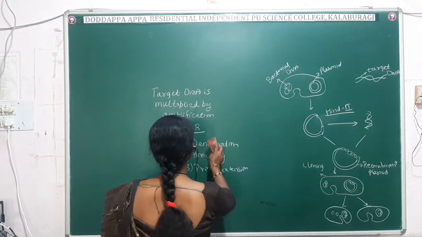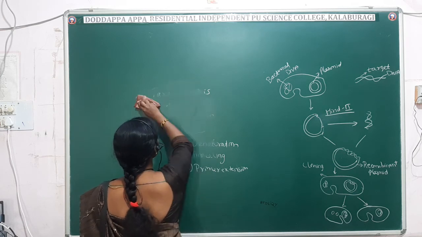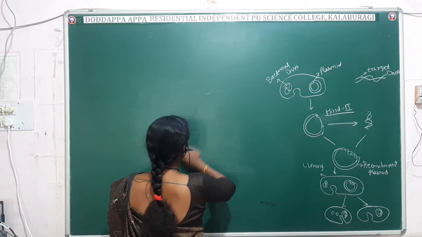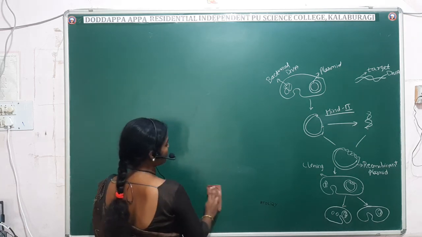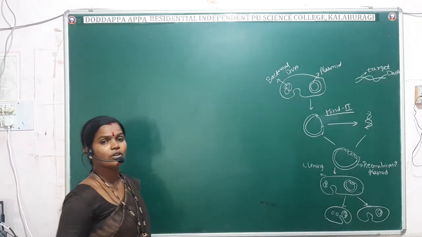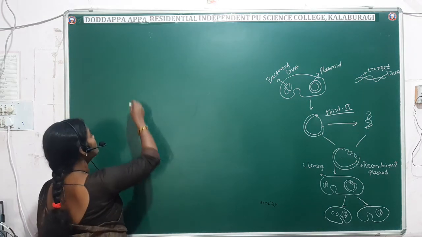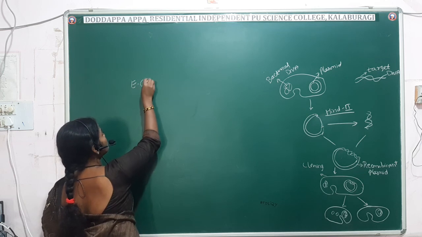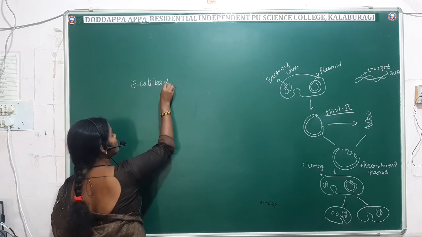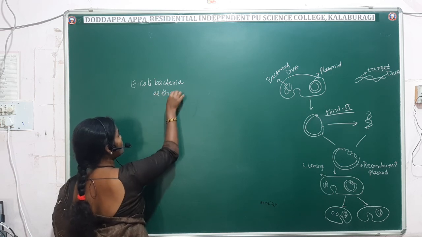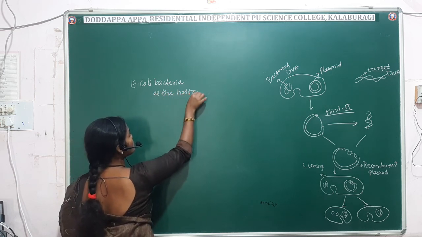Which is the fourth step? Insertion of the recombinant plasmid into the host cell. Now, in biotechnology, what host cell are we using? We are using E. coli bacteria as the host cell.